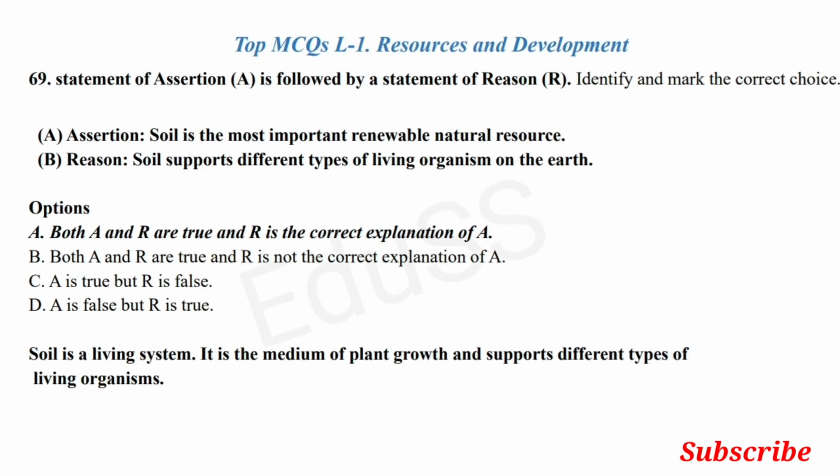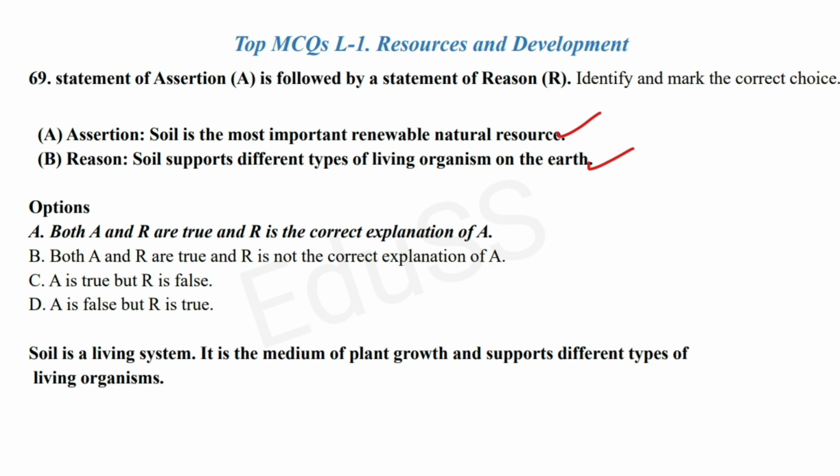Next is the question of assertion and reason we are going to solve. Now let us see the first one. Let us see the assertion statement. Soil is the most important renewable natural resource. Reason, soil supports different types of living organisms on the earth. Now both the statements are correct and the reason given over here is also correct. So both A and R are true and R is the correct explanation of A.